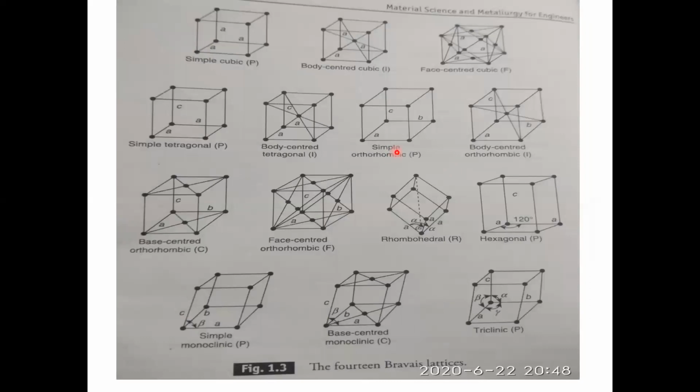Out of these, this is simple orthorhombic. Here you can see A is not equal to B, not equal to C. A is different, B is different, and C is different. But alpha, beta, gamma is 90 degrees.